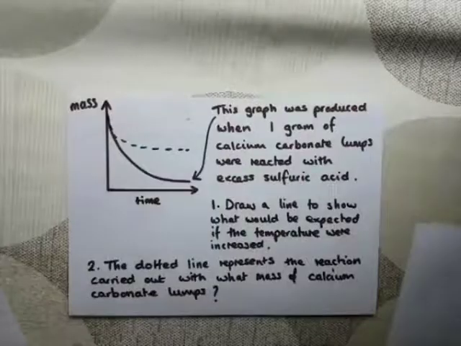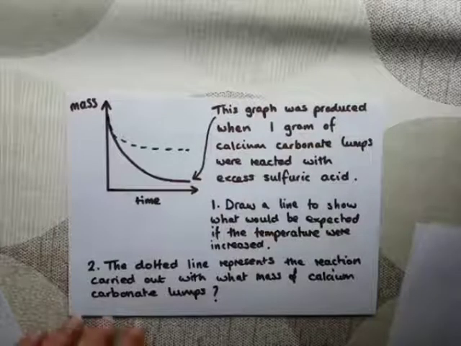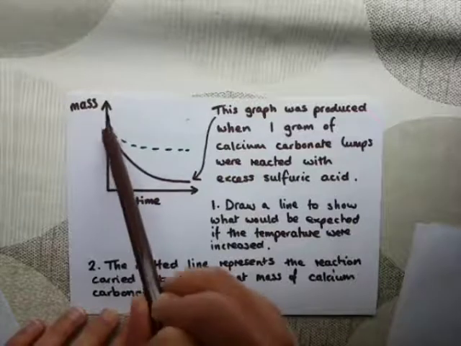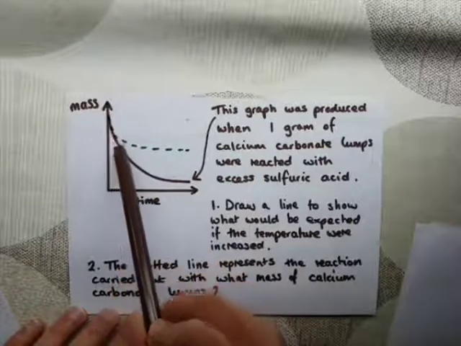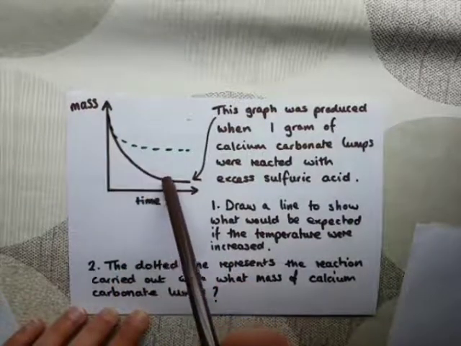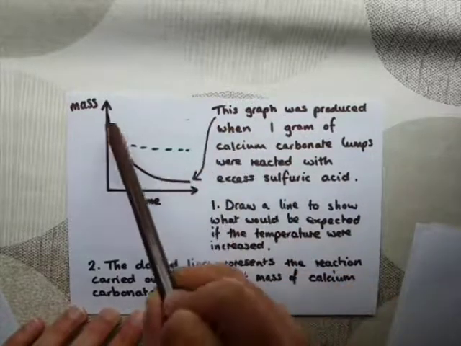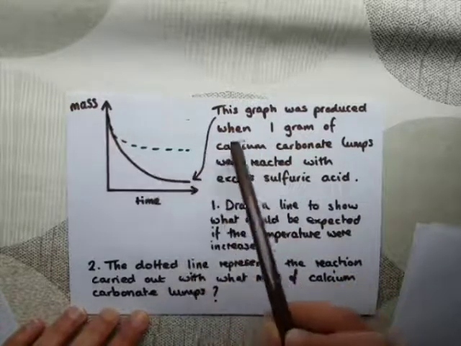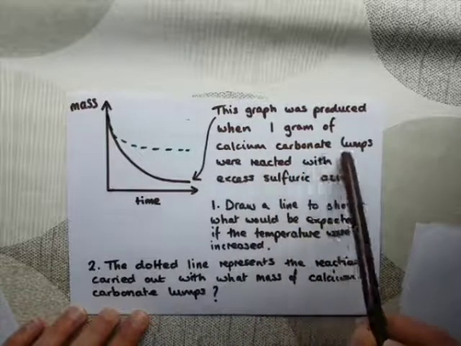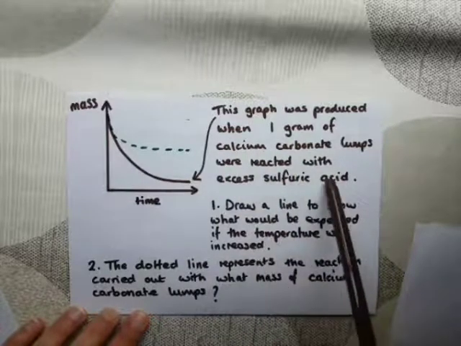Right, we're going to do one more of these just to make sure you've got the hang of it. Okay, so this is starter question number 2. We've got a different graph here. This time we're looking at the loss of mass from a reaction over time. And what it says is this graph, so I'm talking about this brown line here, was produced when 1 gram of calcium carbonate lumps were reacted with excess sulfuric acid.